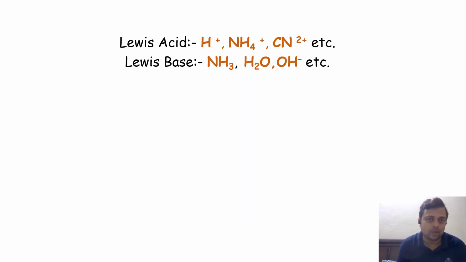So examples of Lewis acids: H plus ion, NH4 plus ion, Cu2 plus ion. Lewis bases are NH3, ammonia, water, hydroxyl ion. Those have lone pairs. Lone pair electron donors are the Lewis bases and lone pair electron acceptors are the Lewis acids here. So this is the basic concept behind Lewis acids and bases.